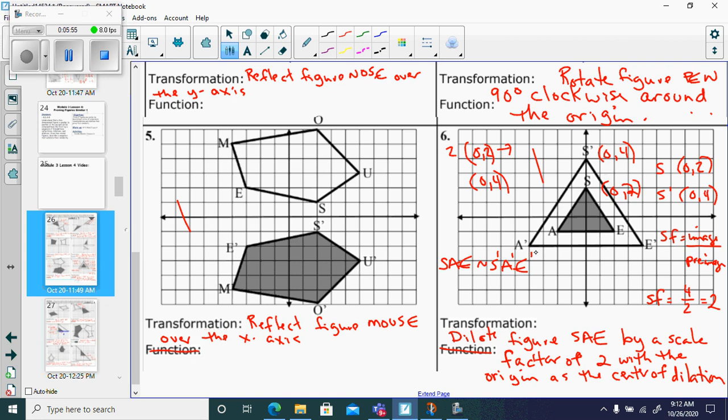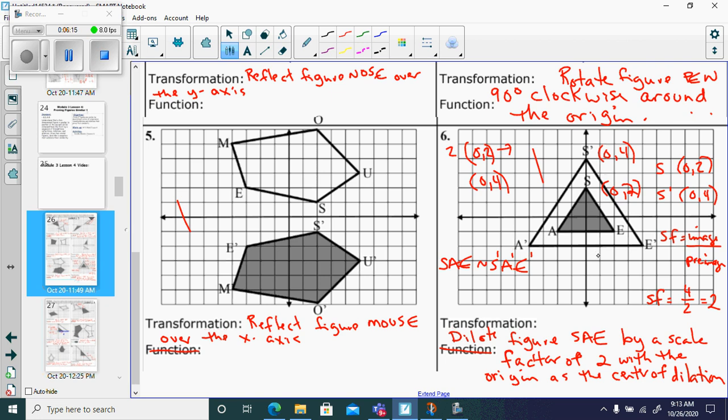Now, how can I do that? First, I need to know the scale factor that is involved here. How much bigger is my image than my pre-image? I know this is my pre-image because there's no tick marks on it. This is the one I'm starting with. How much bigger is the image than the pre-image?